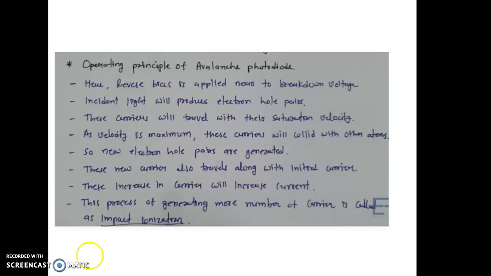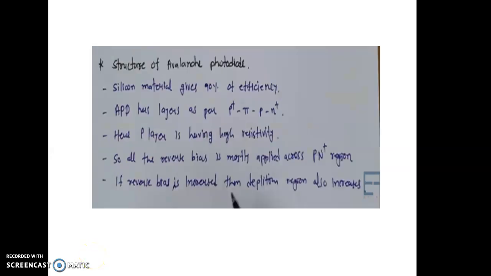This process of generating more carriers is called impact ionization. The avalanche photodiode is made up of silicon, which gives 90% efficiency, and has layers as per P plus, pi, P, N plus. Here the pi layer has high resistivity, so all the reverse bias is mostly applied across the P N plus region. If reverse bias is increased, then the depletion region also increases.